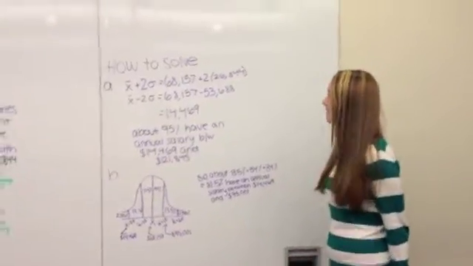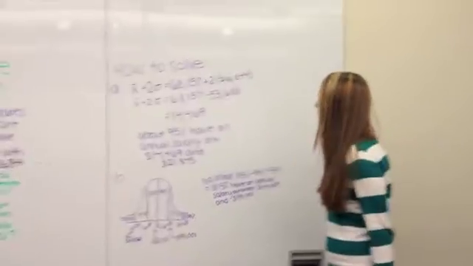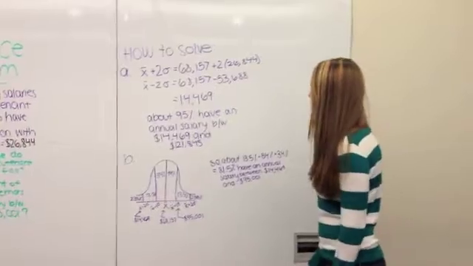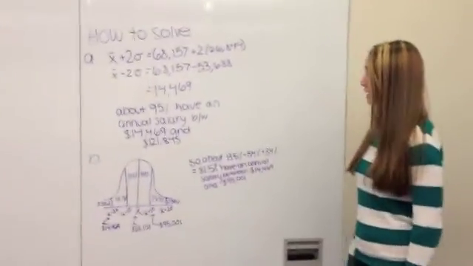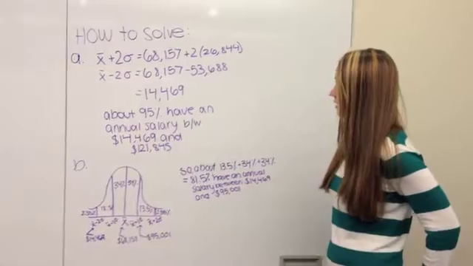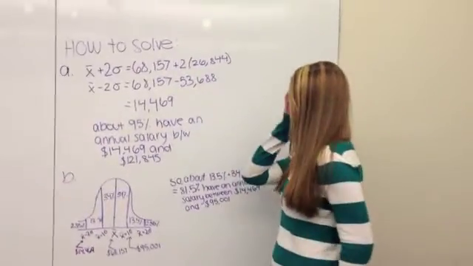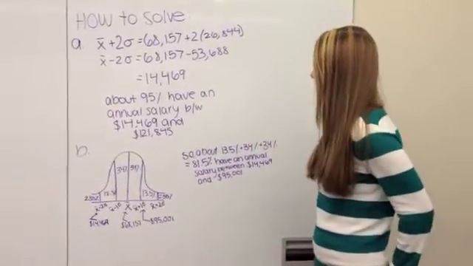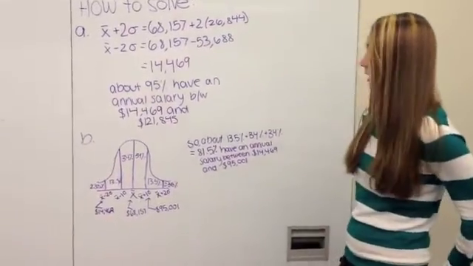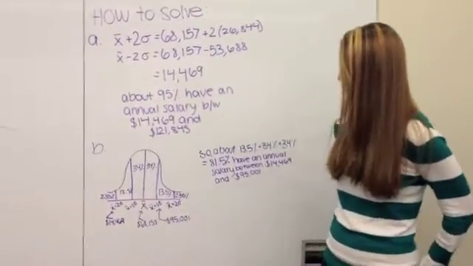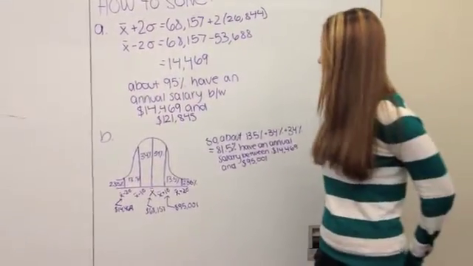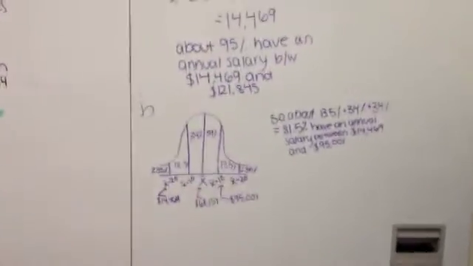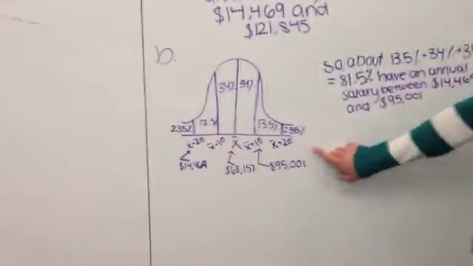I'm back. So this is the solution on how to solve the practice problem. So the mean plus the second standard deviation is equal to 68,157 plus 2 times the standard deviation, which simplified is 121,845. And the mean minus 2 standard deviations is 14,469. So about 95% have an annual salary between 14,469 and 121,845. And for our second question, this is the bell curve graph for their salaries.